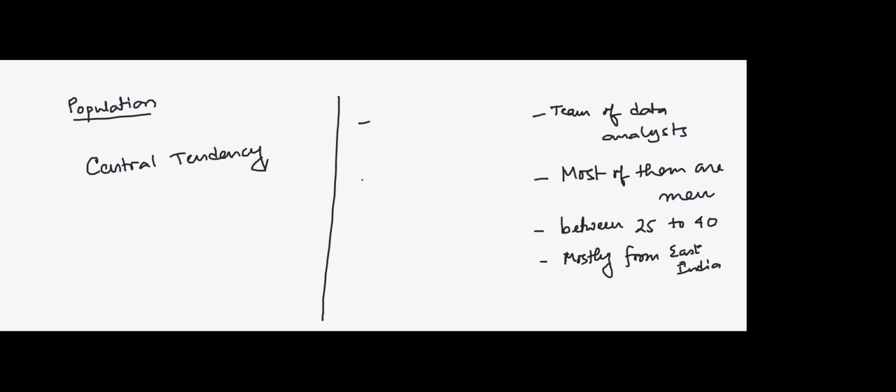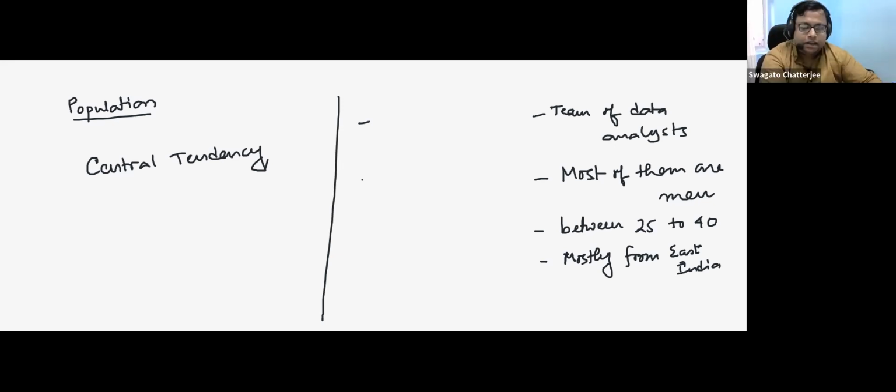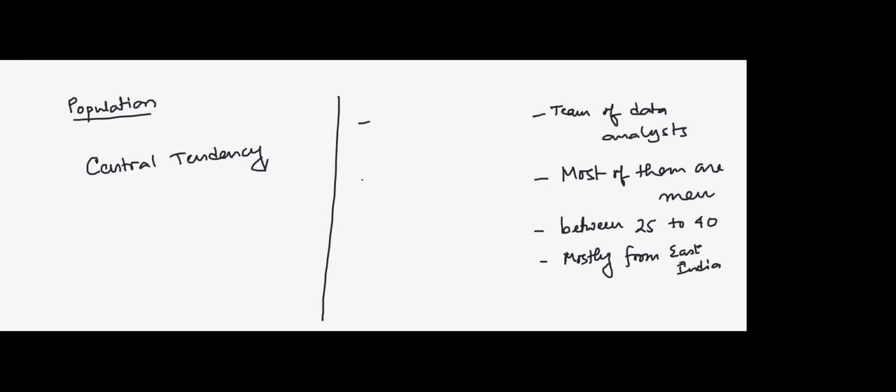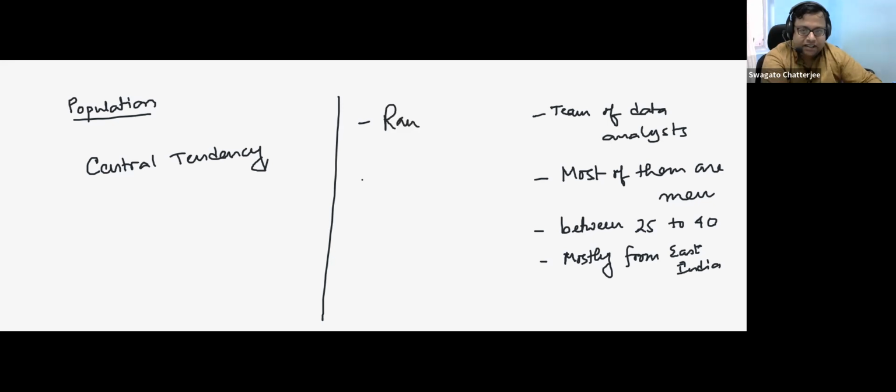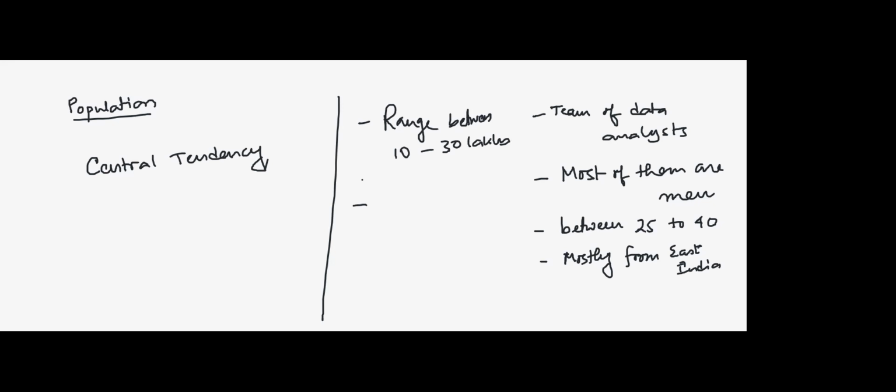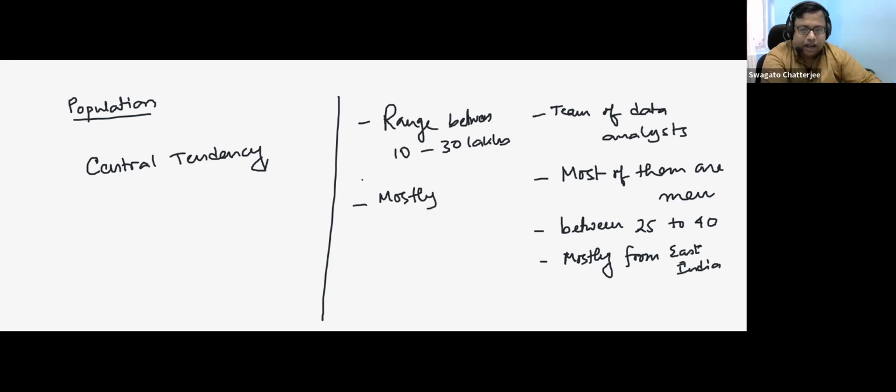Broadly, even imaginary will do. I'm not asking you how much Hero FinCorp is paying. Let's say imaginary, you can tell me. I could say the range is between 10 to 30 lakhs. Okay, range between 10 to 30 lakhs. Marital status? Mostly single. Mostly single. Okay, I will stop here.